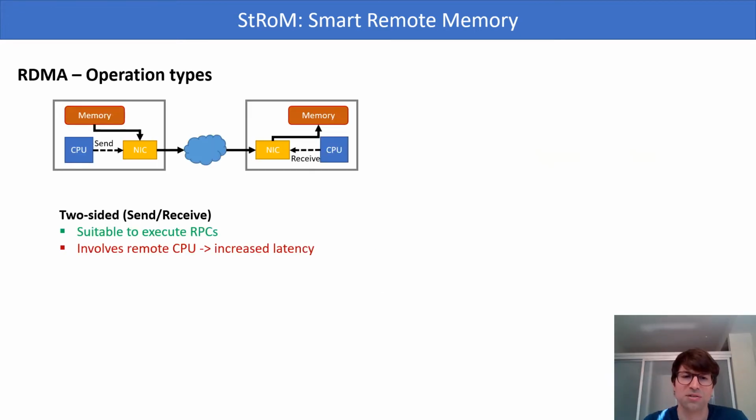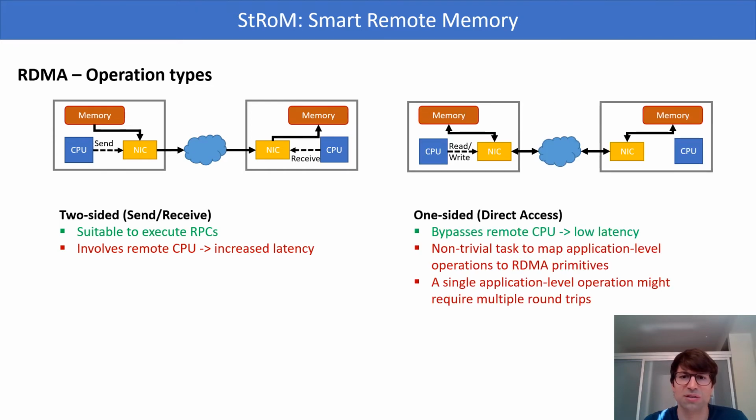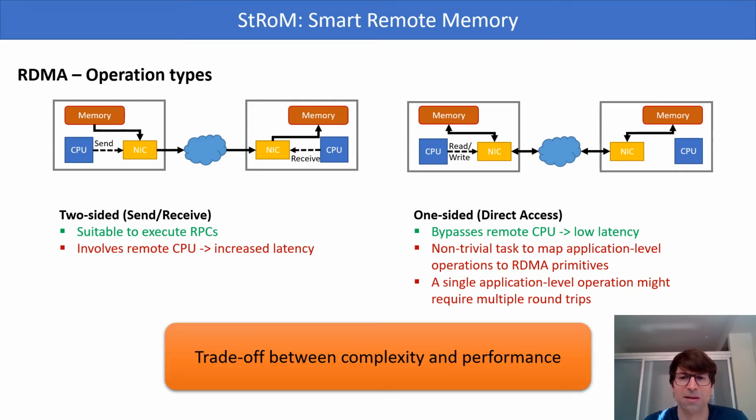However, RDMA is not without its drawbacks. To explain this, we have to look a bit closer at the two operation types available in RDMA, one-sided and two-sided. The two-sided send-receive operations resemble the very common client-server abstraction. This abstraction is suitable to implement RPCs. However, it requires the remote CPU to be involved in the data exchange, introducing additional latency.